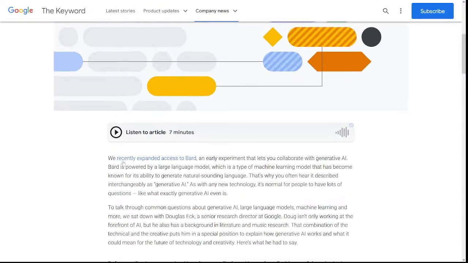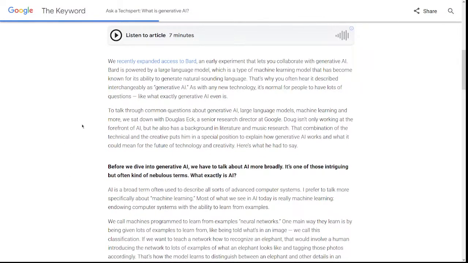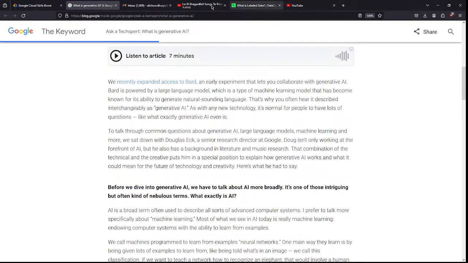AI Bard is a large language model, which is a type of machine learning that has become known for its ability to generate natural sounding language. That's why you often hear it described interchangeably as generative AI. As with any new technology, it's normal for people to have lots of questions like what exactly generative AI even is. To talk through common questions about generative AI, large language models, machine learning, and more, we sat down with Douglas Eck, a senior research director at Google. Doug isn't only working at the forefront of AI, but he also has a background in literature and music research. That combination of the technical and creative puts him in a special position to explain how generative AI works and what it could mean for the future of technology and creativity. Here's what he had to say.